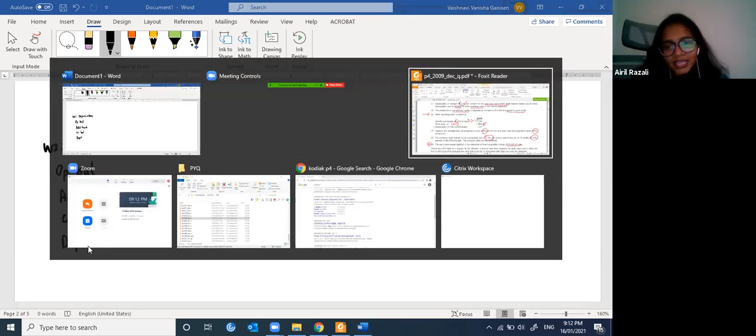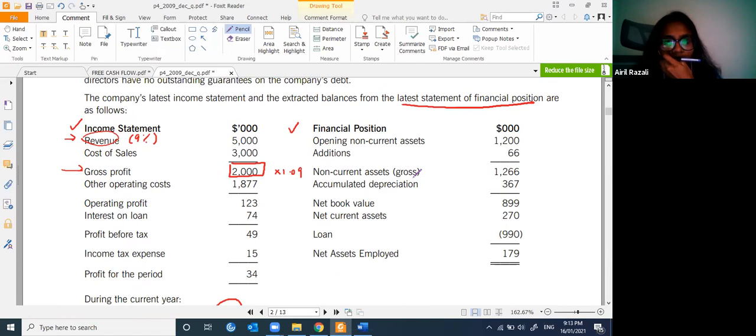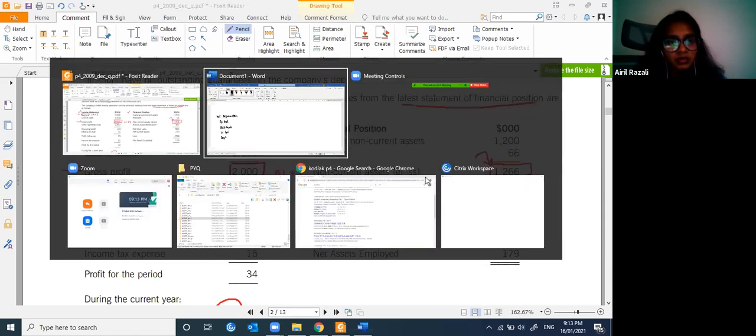Now, how do I get the opening balance of my non-current asset? The previous year closing balance is the current year's opening balance, because you carry forward to the next year. So the last year closing balance, when you carry forward to this year, will be the opening balance. So this will be my forecasted opening balance for non-current asset. Opening plus addition, closing balance. This one you bring forward to next year, it becomes the opening balance.